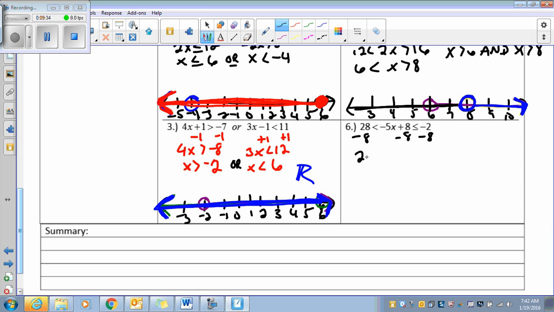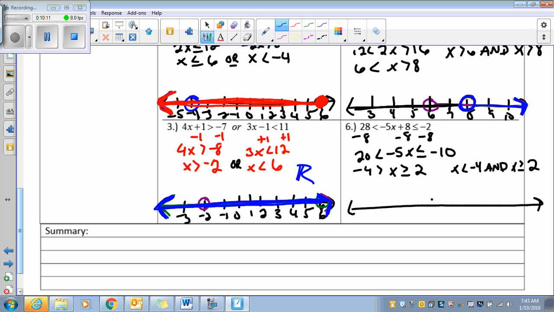And we have 20 is less than -5x, which is less than or equal to -10, and divide by -5. Because we're going to divide by the negative, we're going to have to flip the inequality symbols. So we have -4 is greater than x, which is greater than or equal to 2. Okay, so we could write this again as x is less than negative 4 and x is greater than or equal to 2.